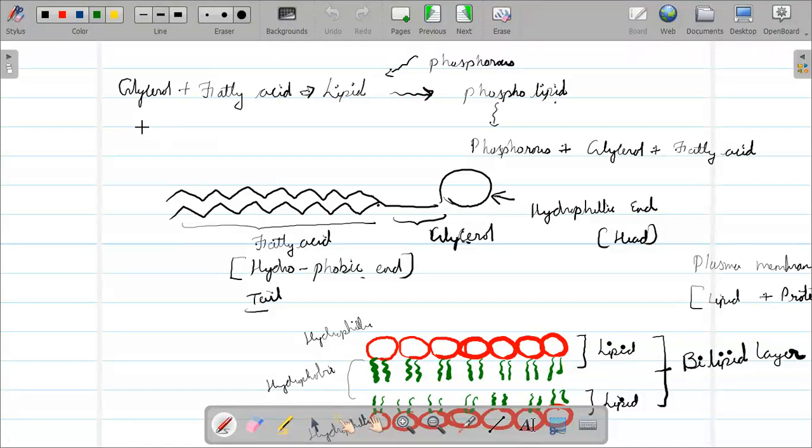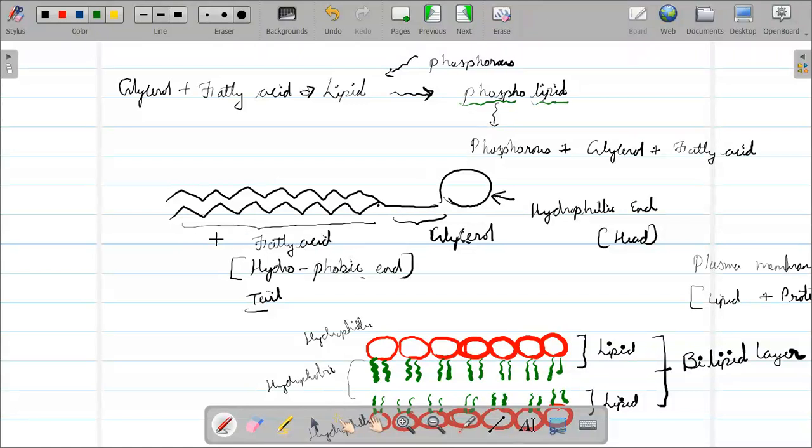These lipids are simple lipids, but our body is a complex organism, and the chemicals are stored in a complex form. So for this complex form, what happens? A phosphorus molecule gets added to a lipid, and they form an important component of the cell membrane called phospholipid. Got it? Yes, sir.